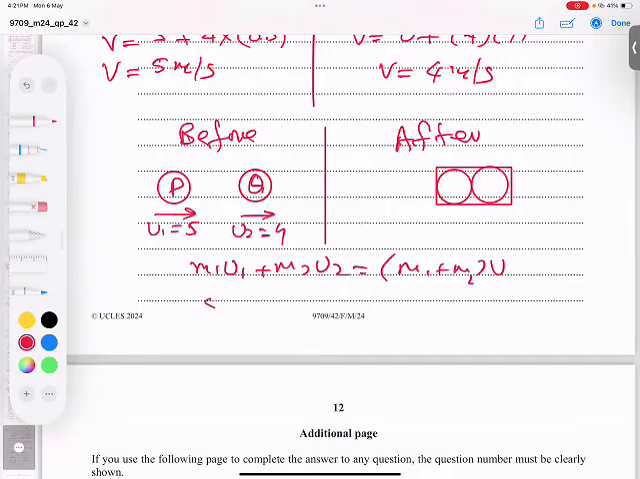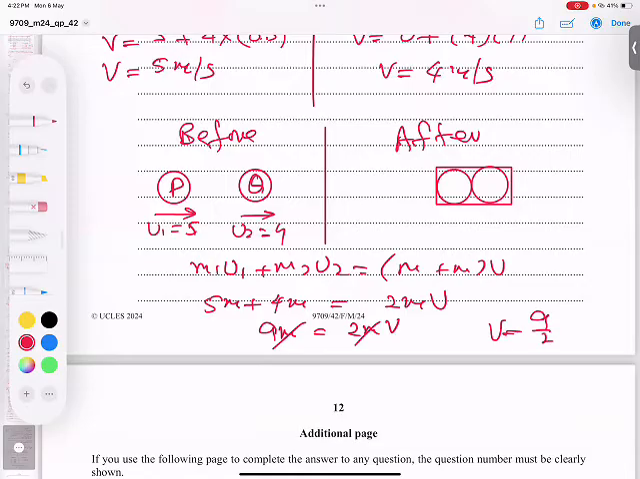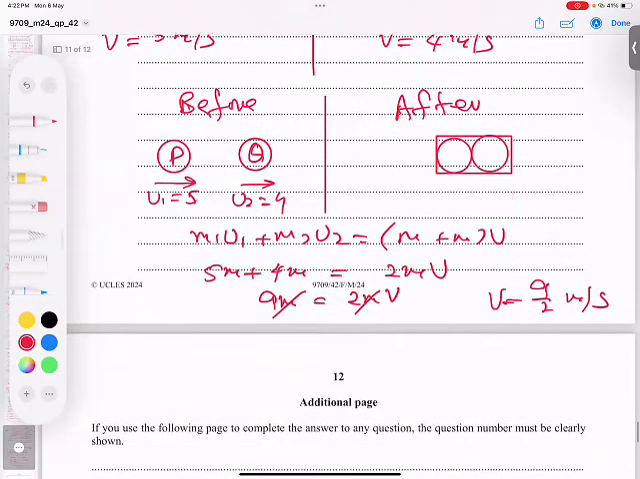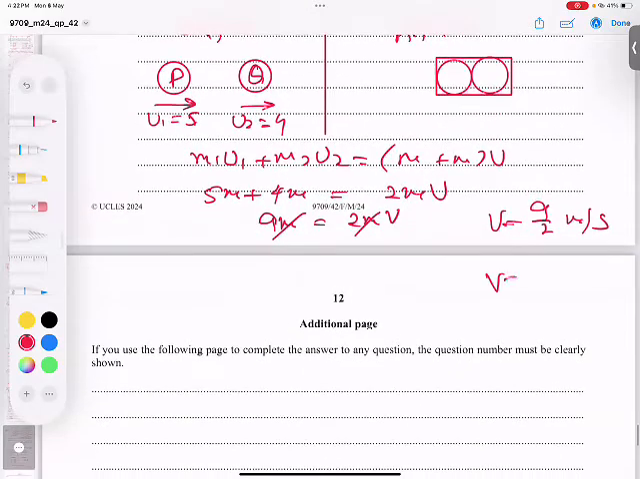So this is 5 times 2M and 4 times 2M. And here M1, M2 are the same, both are 2M, so I'm not writing M1, M2. This becomes 9M and here 2M. So M cancels and velocity becomes 9/2 meter per second. It means just after hitting, the speed becomes 9/2, so you can write 4.5. So this is clear, students.